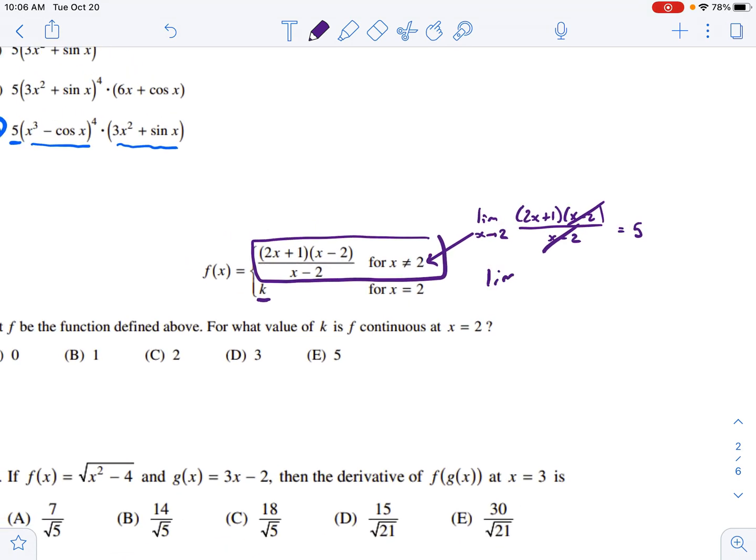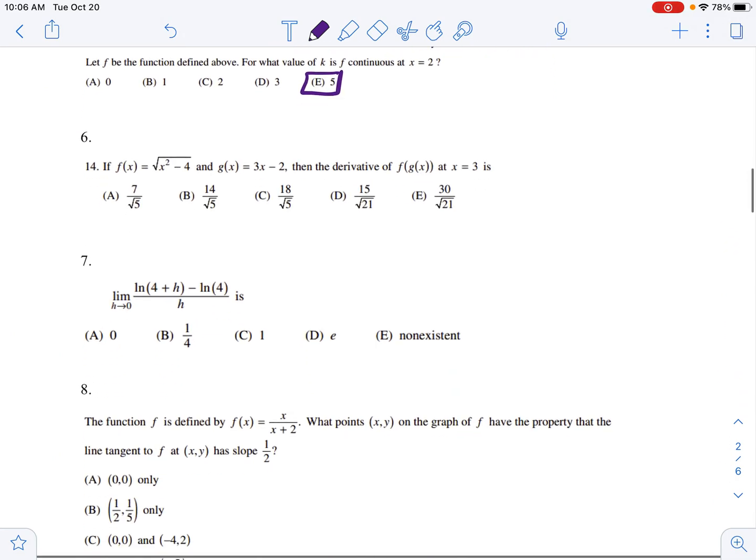We know that the limit as x approaches 2 of this function will need to equal f of 2 in order to be continuous, right? These two values must be the same. So if the limit's going to approach 5, then f of 2 itself must equal 5, so k itself must equal 5 as well. And there we have it.